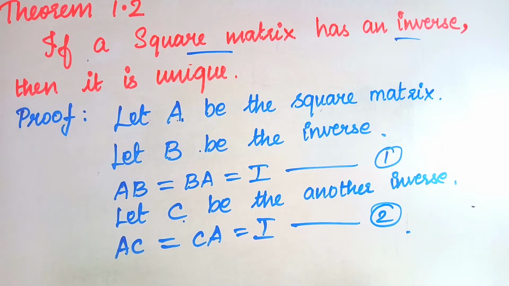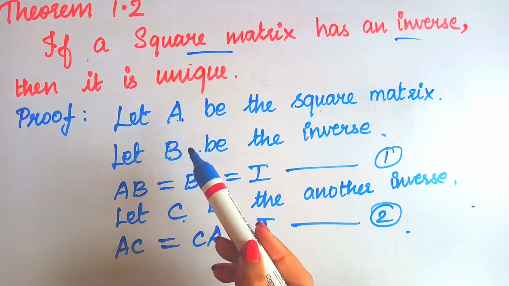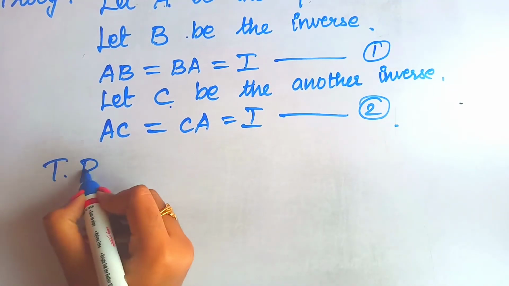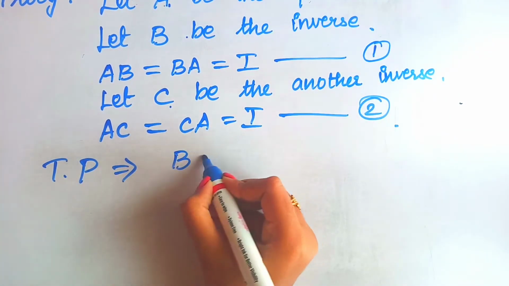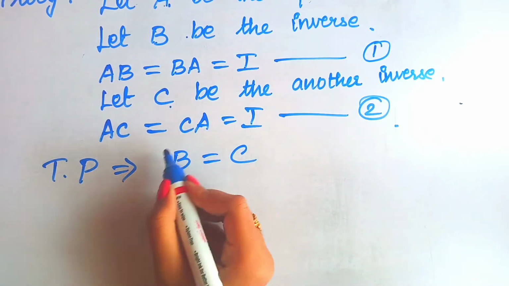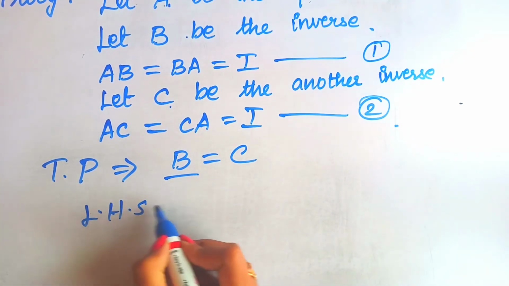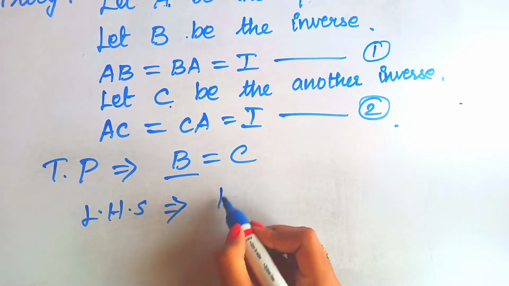So we have to prove B is equal to C, right? To prove B is equal to C, so here B is equal to C. First let's take the left hand side B, right?